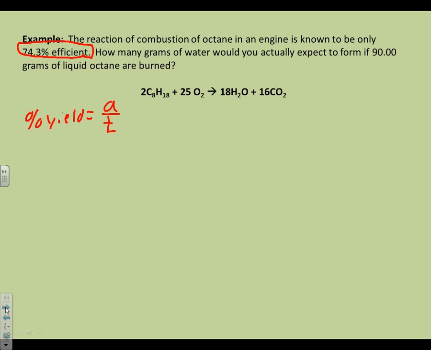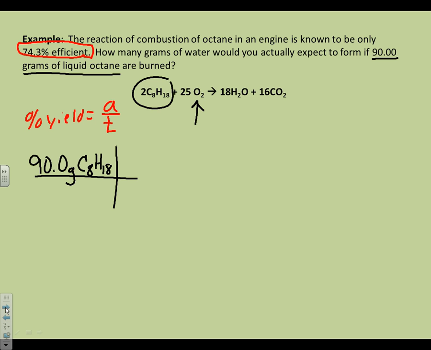Okay. So we start with what we're given in the problem, right? What were we given? We're given 90 grams of octane. Which one of those is octane? The C8H18 or the O2? Well, I'm pretty sure that this is oxygen, so I'm going to go with this. Okay. So if we start with 90 grams of C8H18, then we want to figure out how much water we actually produce, right? Right. So that's what the question asks.